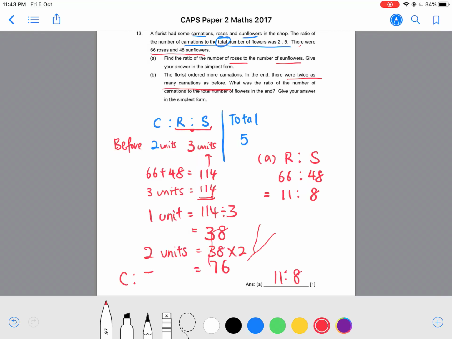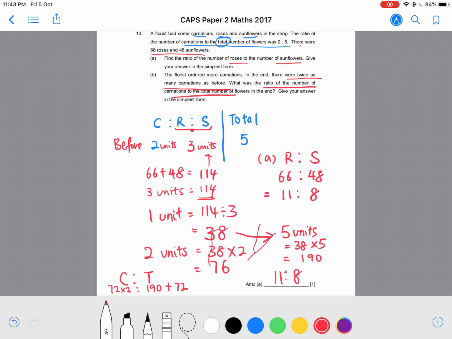So carnations to the total, that's what the ratio they want, right? So carnation is now going to be double, 76 times 2, whereas the total, just now we didn't calculate the total, so with these 5 units, let's find out. 5 units is 38 times 5, which will be 190. And 190 cannot be the number. Why? Because you also bought, remember, you bought double the carnation, which was 76.